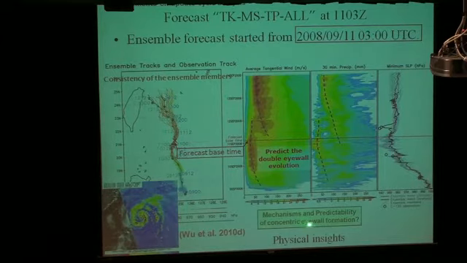So work has been carried out by Yixuan to try to understand what happened during the process through a number of different experiments. She can explore whether it's the dynamics or the moisture field that really caused the happening of the secondary eyewall. So that is another study she will be showing outside.